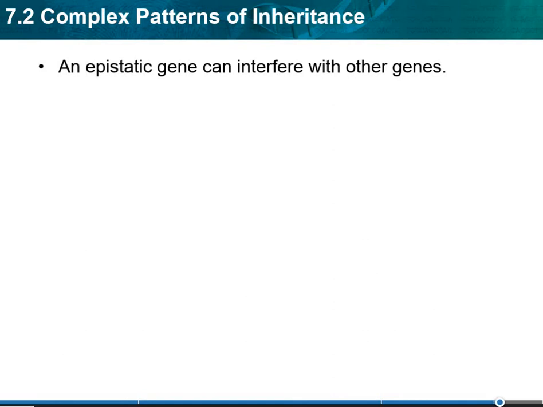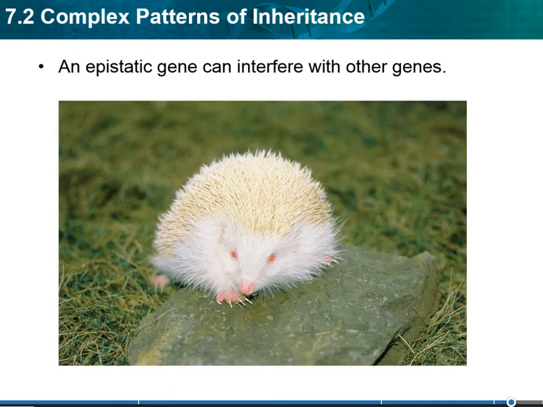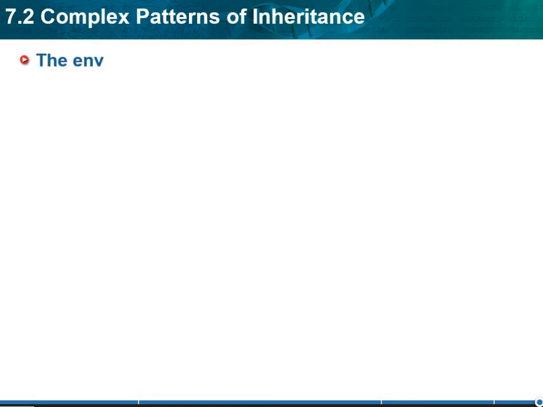An epistatic gene can interfere with other genes. So this could end up leading to what you see here, the albino animals, where it's going to interfere with other things that are going on in that animal.